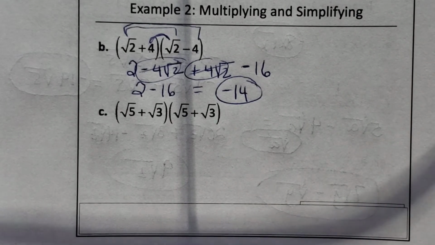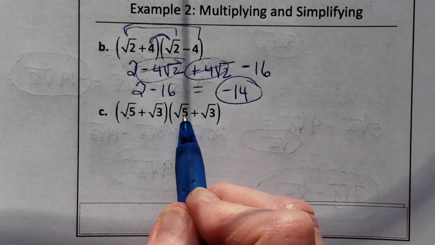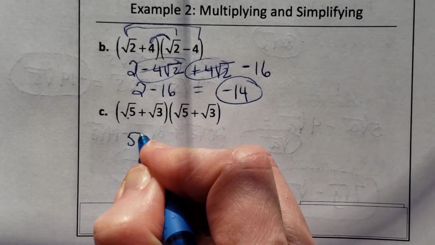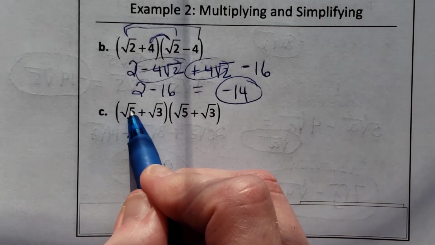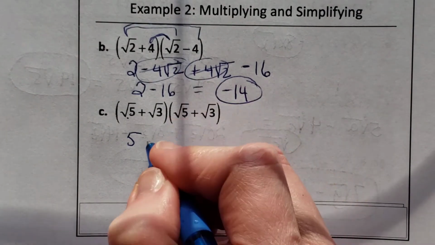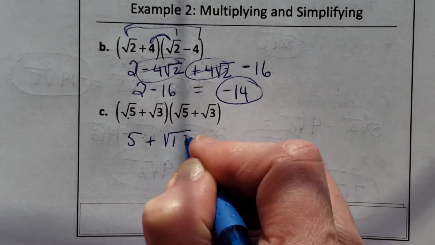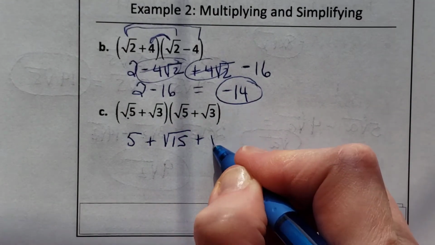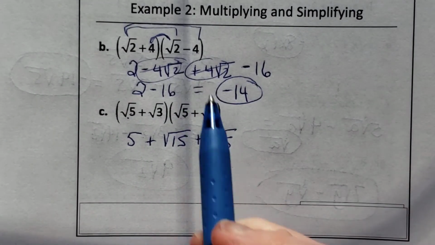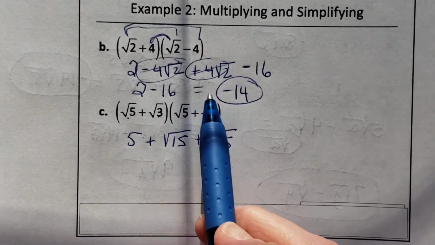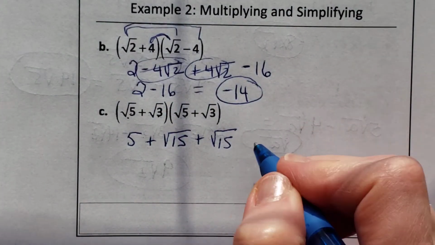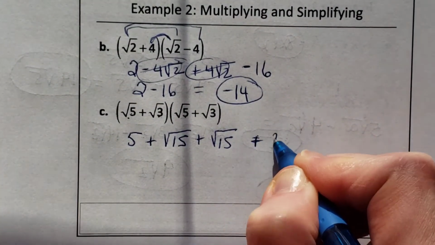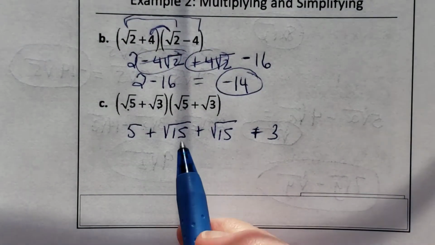On letter C, square root of 5 times square root of 5 is 5. The outside terms, square root of 5 times square root of 3 is square root of 15. The inside terms, same thing, we get square root of 15. And then we have square root of 3 squared. Square root of 3 squared is 3. Oops, plus 3.